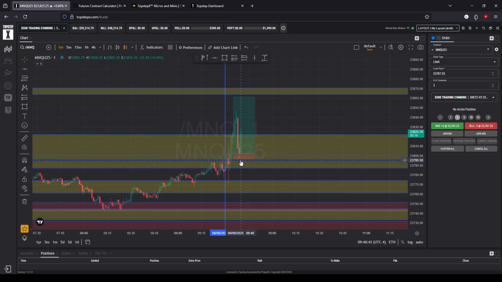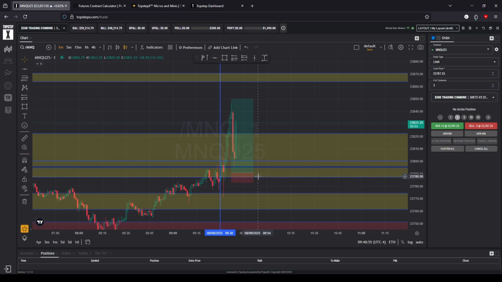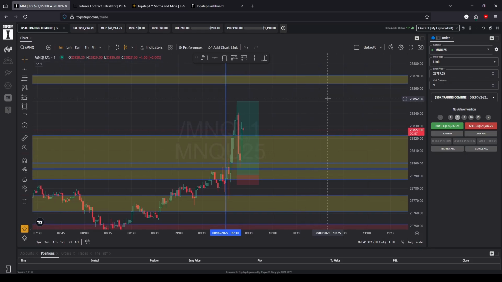So if it comes back down somewhere around here, I might take a long trade and basically have my stop loss here maybe. I like to have my stop loss just a bit below the zone, because like I said, you're looking at these things on the higher time frames and they're not always very accurate.